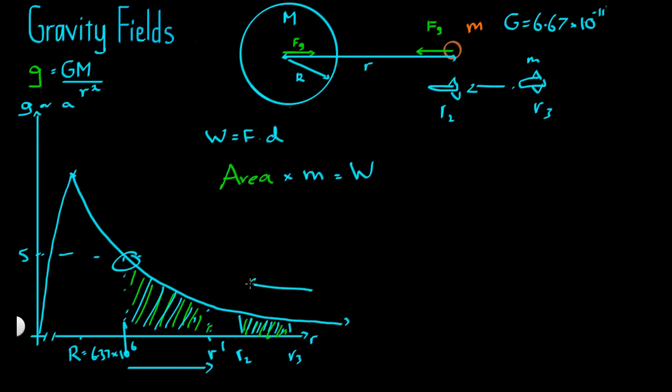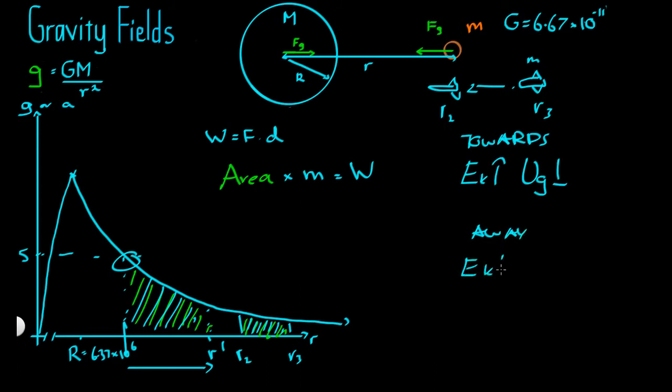And since I'm moving towards the planet, and gravity is acting in the same direction as I'm already moving in terms of velocity, my kinetic energy is going up, whereas my gravitational potential energy is going down. So this is towards the planet, and this is away. And the amount of area here multiplied by the mass gives me exactly how much kinetic energy I've gained in that time.